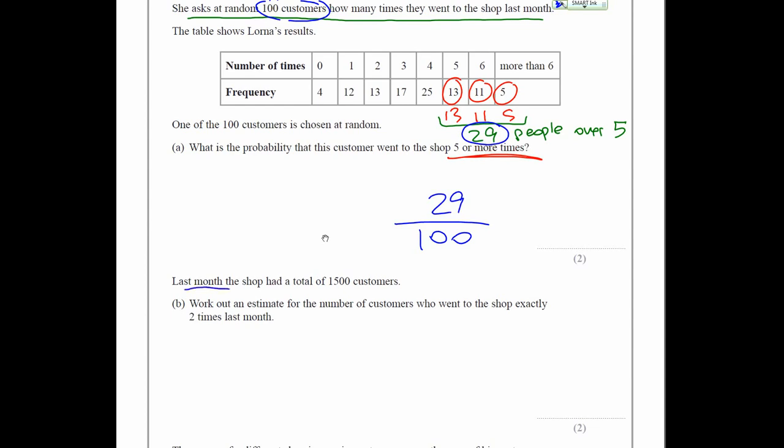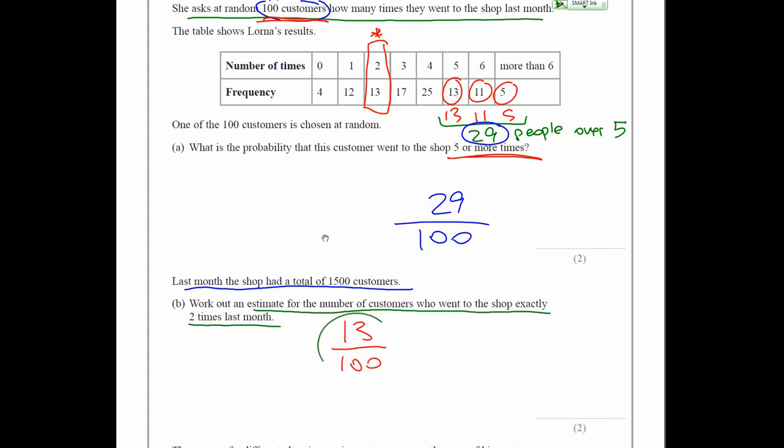Right, last month the shop had a total of 1,500 customers. Work out an estimate for the number of customers who went to the shop exactly 2 times last month. So let's think about the probability that a randomly selected customer out of 100 went 2 times, which is here. So 2 times it was 13 out of 100. Okay, that's the probability estimate that they went 2 times.